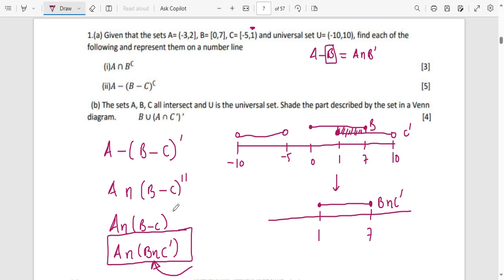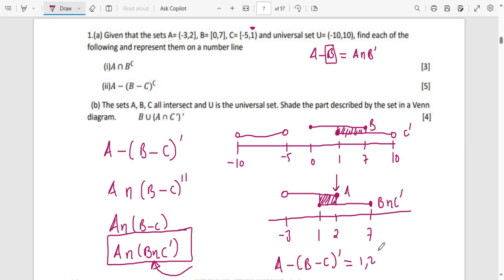The next thing that happens is we now go to our set A. So we have already found this second part. Now let's get the set A. The set A is from -3 to 2. -3 is here, 2 is going to be somewhere there. You can see we are not including -3, but we are including 2 in the set A. And we want where these two sets are intersecting. So they're intersecting here. So meaning that the final answer for A minus B minus C complement is going to be 1, comma 2.